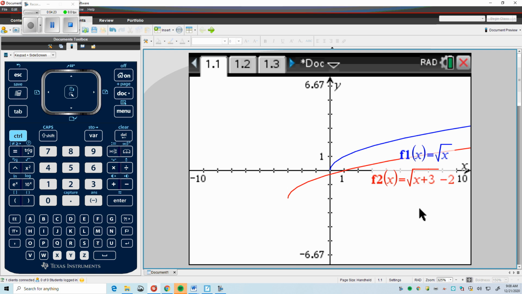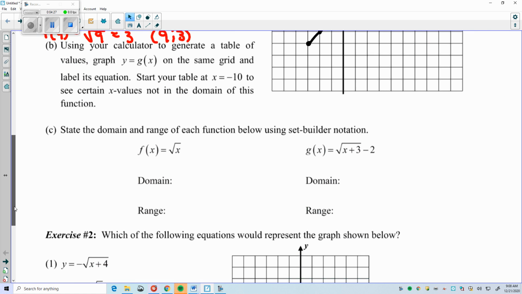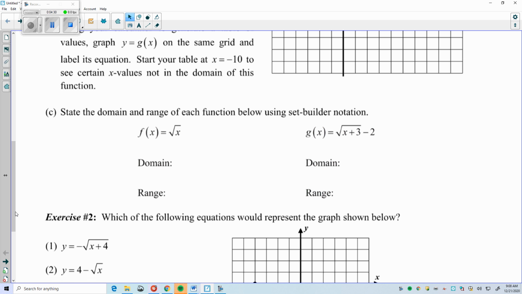So the next thing it's asking us is for our domain and range. For the domain and range, we're going to do it for our original function, the square root of x.